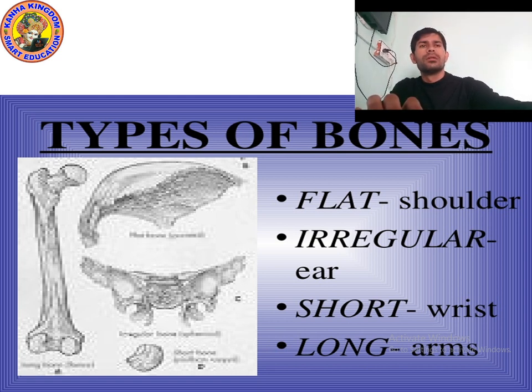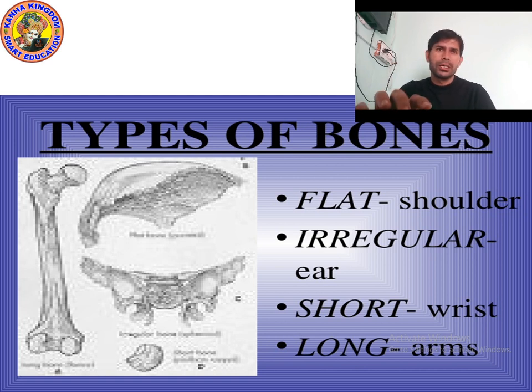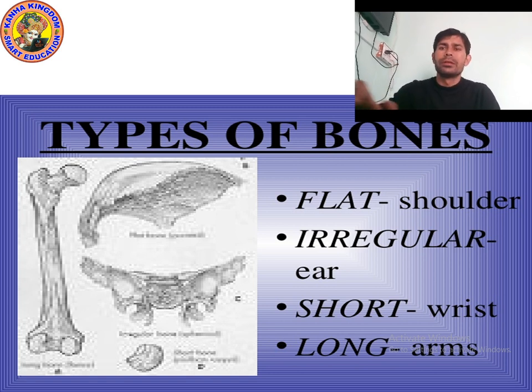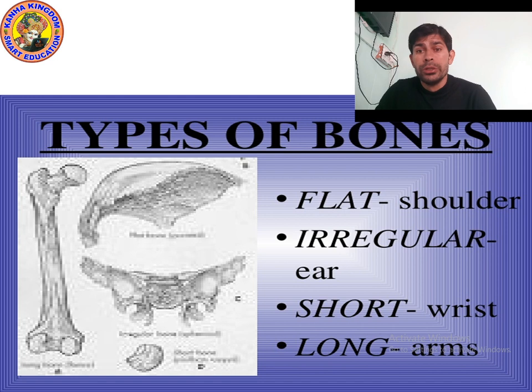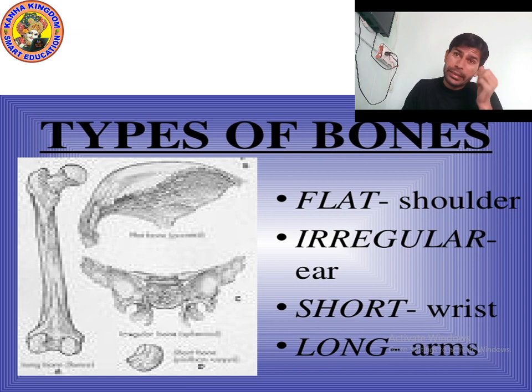So remember kids, there are four types of bones: flat bone, irregular bone, long bone, short bone. Which are long bones, which are irregular bones, which are short bones, which are flat bones? Tell me. Shoulder bone is a flat bone. The bone of the skull is also flat. Ear bone is an irregular bone. The bones of the backbone are irregular.